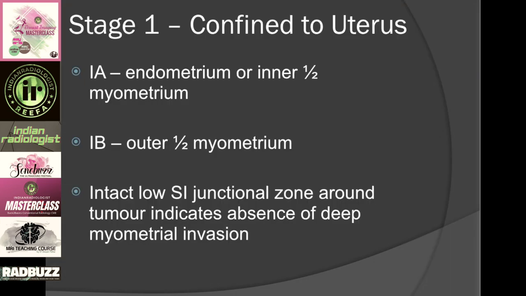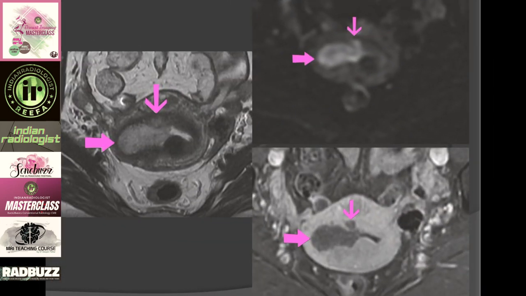Stage 1 is confined to uterus. 1A involves the endometrium and inner half of the myometrium, whereas stage 1B involves the outer half of the myometrium. So here we see a tumor. It's very easy to identify the tumor in the endometrium, but that's not the purpose. We have to stage it accurately.